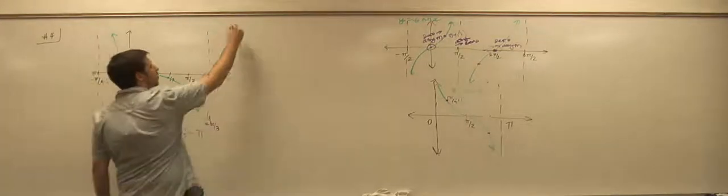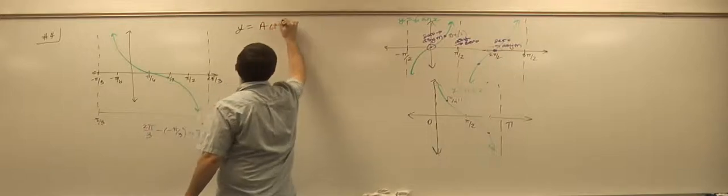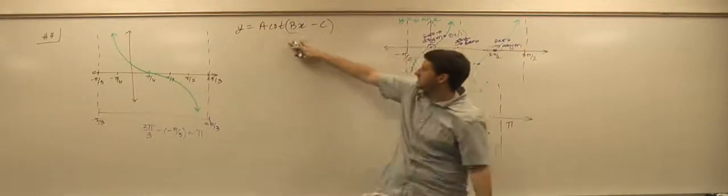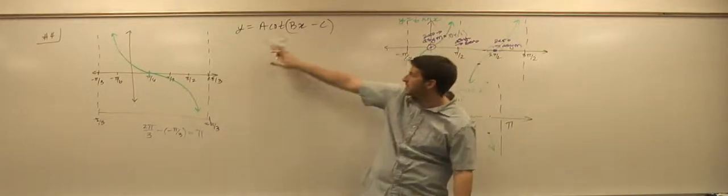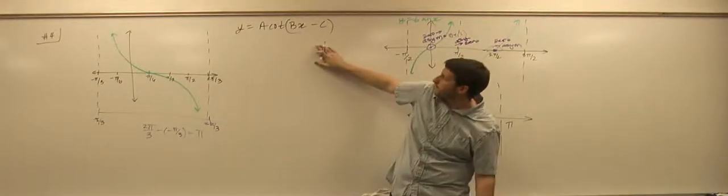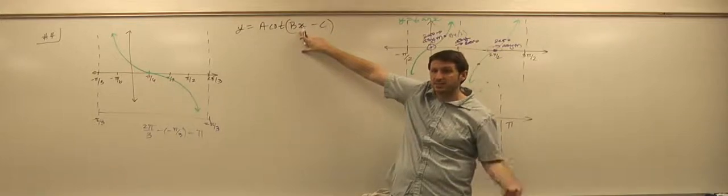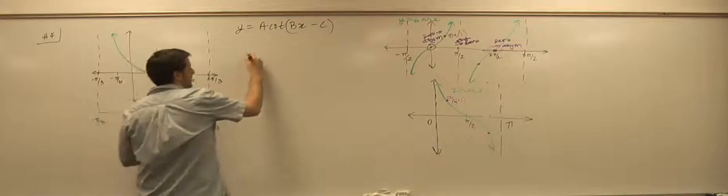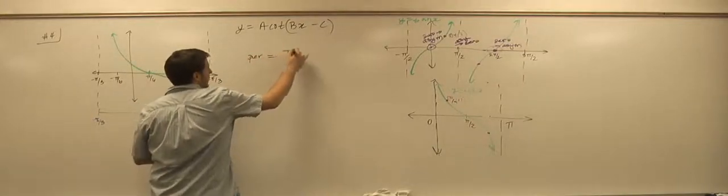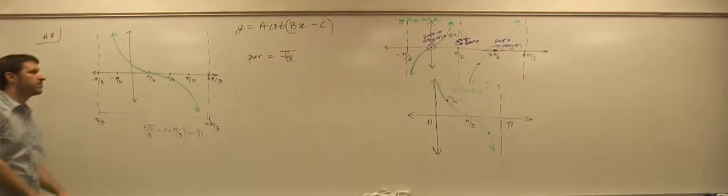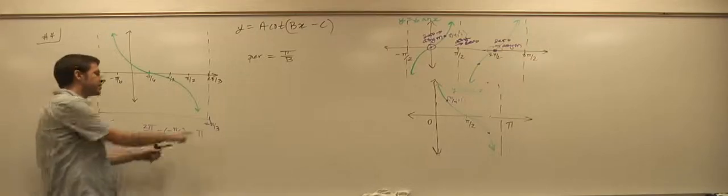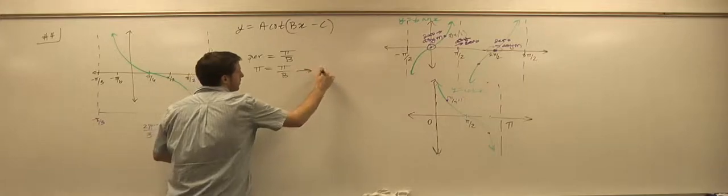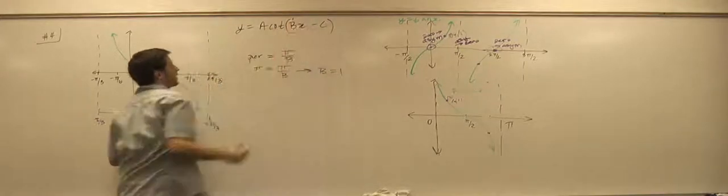I'm trying to get an equation like A cot(bx - c). What does the fact that the period is pi tell me here? B is 1, right? B is the thing that has to do with the period. The formula is that the period is pi over b. So because the period is pi, b has to equal 1. So I have this one figured out.